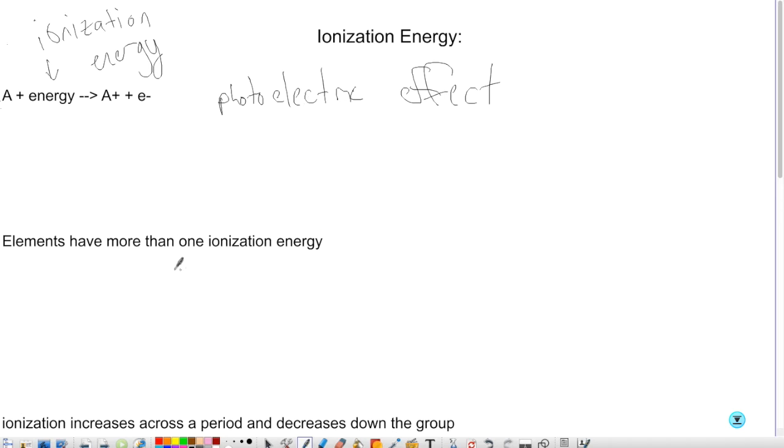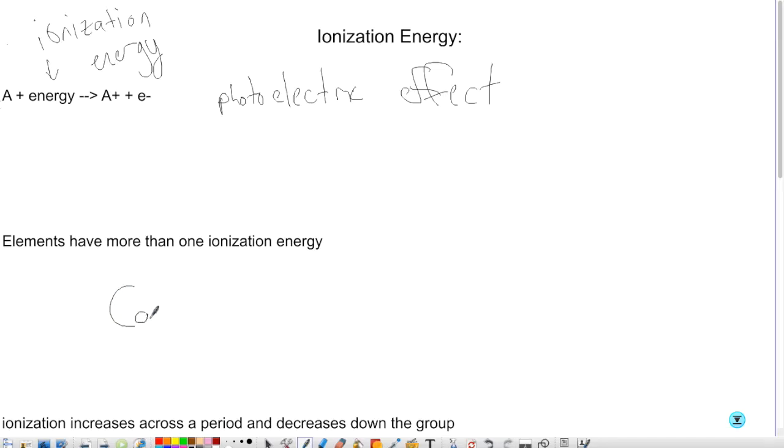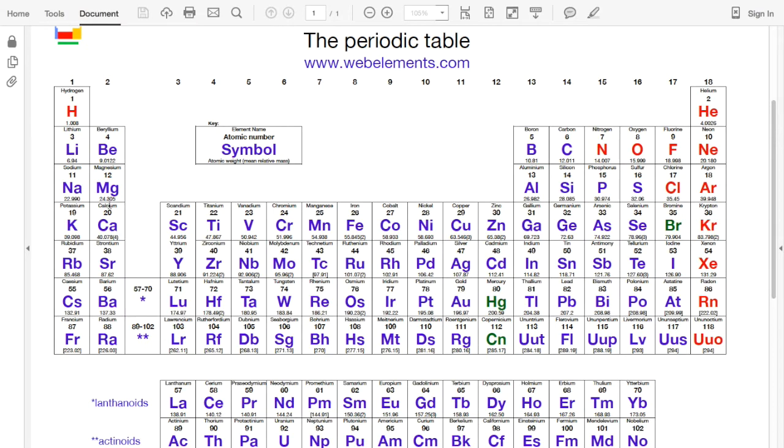Okay? Now, the important thing to keep in mind here is elements can have more than one ionization energy. Let's take an element like calcium. Okay, so here's my calcium element. I'm going to have to add energy, and that's going to make Ca+ plus e-. Now the problem with that is Ca+ has 19 electrons, not 18, which is the closest noble gas, argon.